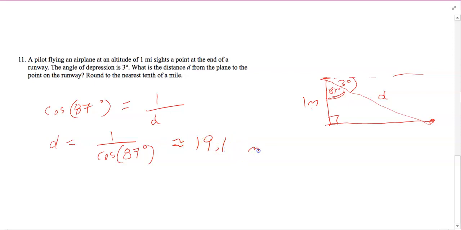And that's 19.1, so the distance is in miles. So then the plane is about 19.1 miles from that end of the runway. And that is your answer.